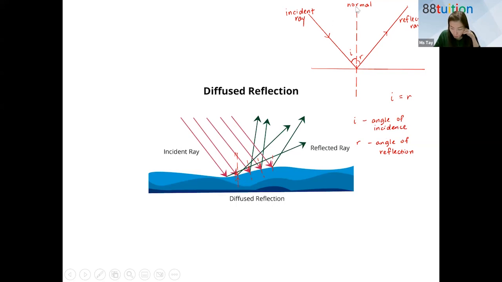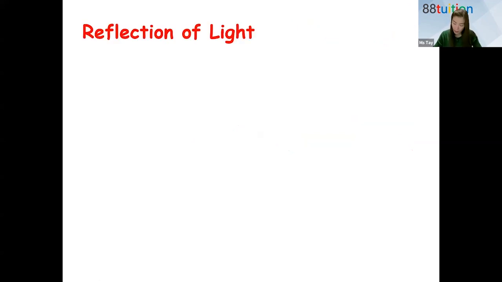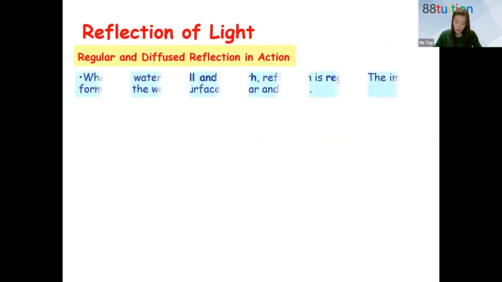So you need to draw a normal perpendicular to the reflecting surface. Then you have to draw the incident ray as well as the reflected ray, showing that the angles are exactly the same. Each of them follows the law of reflection. But because of the uneven surface, the reflected rays are all scattered. So you get a blurred image, or you can't see the image at all.